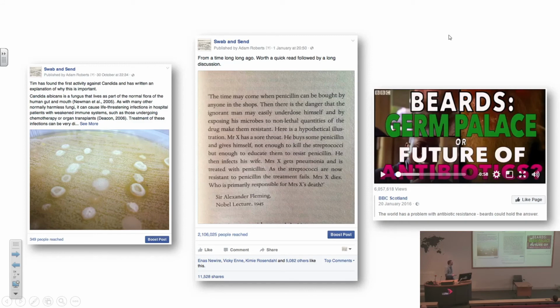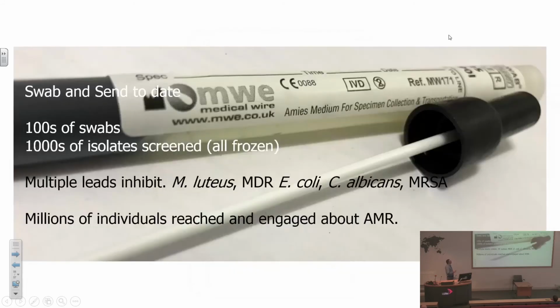So just to conclude this section, swab and send. We've got hundreds of swabs being sent back to us. We've got thousands of isolates, all been screened against multiple indicator strains. These are all now in the freezer here, and they will be screened against other organisms as well, bacterial and otherwise. We've got multiple leads which inhibit all of these, and we've managed to reach millions of individuals and engage them about AMR in a positive way, which I think is quite important.